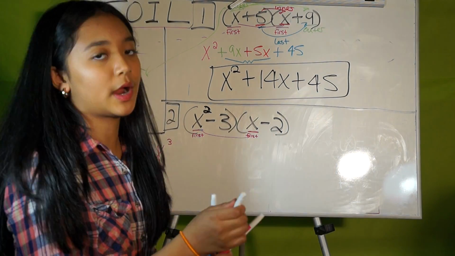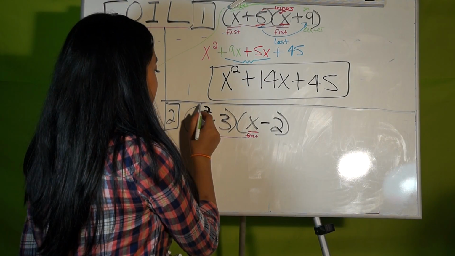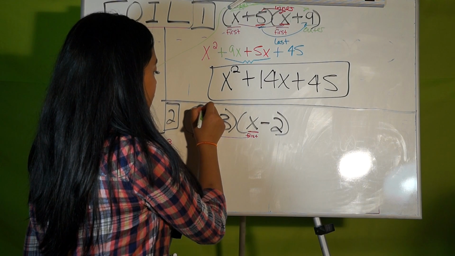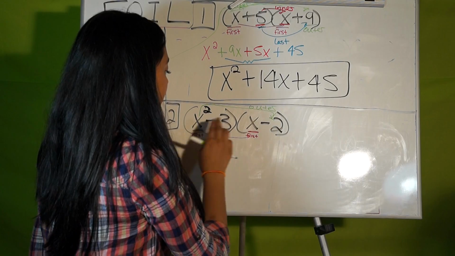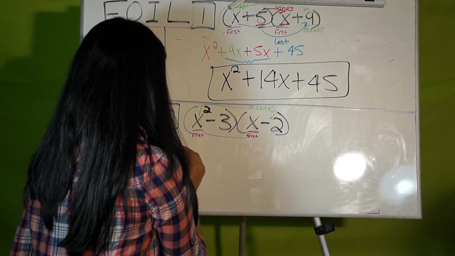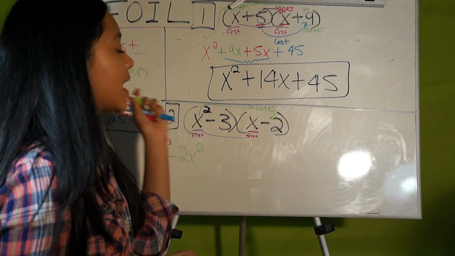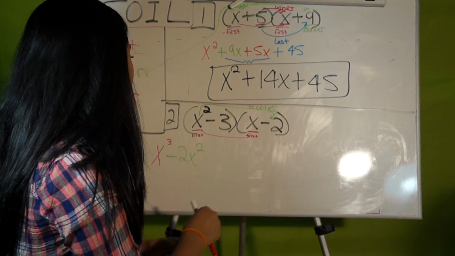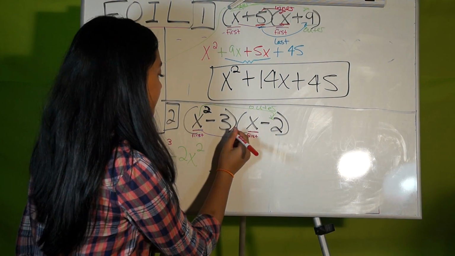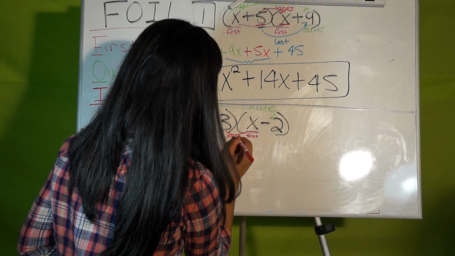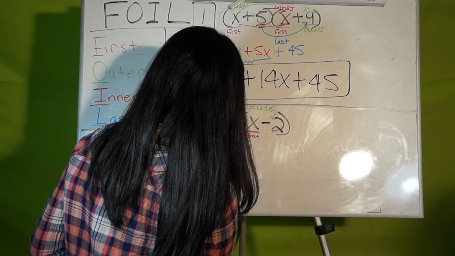Now we're going to go to our outer, which means we have to get out of this little thing and move to here. So we multiply x squared times 2, which is minus 2x squared. Now we got out, and we're going to go back in again. So we multiply negative 3 times x, which is negative 3x.